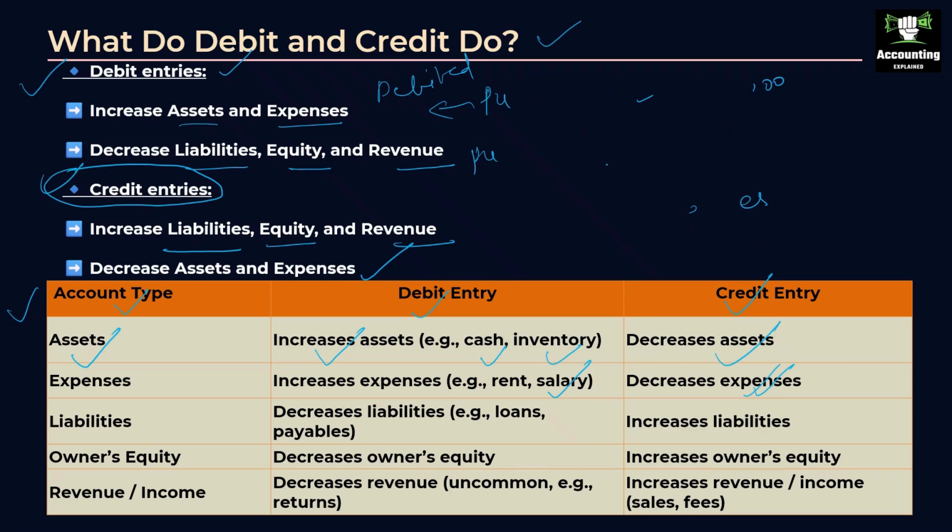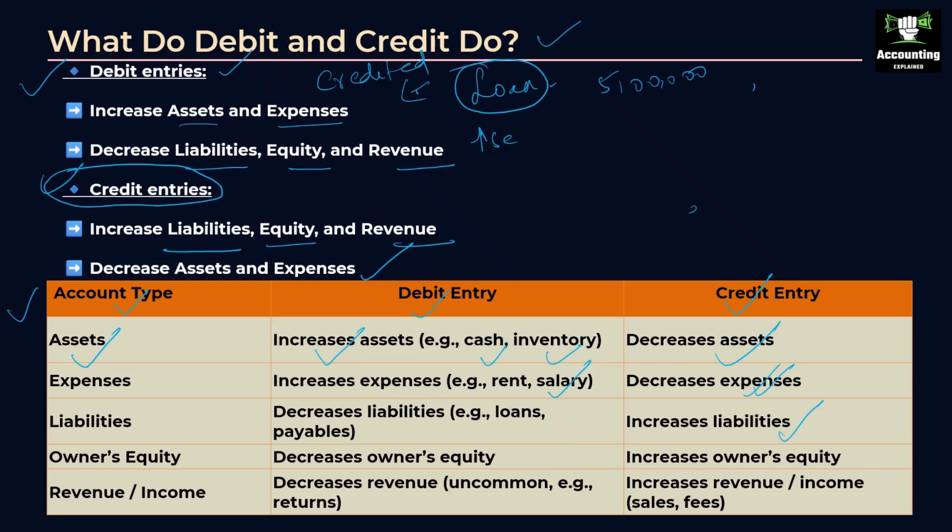First, I'll explain what is increase in liability. When there is increase in liability, it will be credited. Suppose you are going to take a loan of rupees 5 lakh for your business. So loan is a liability. When there is increase in liability, what are you going to do? You're going to credit it. So loan account will be credited.